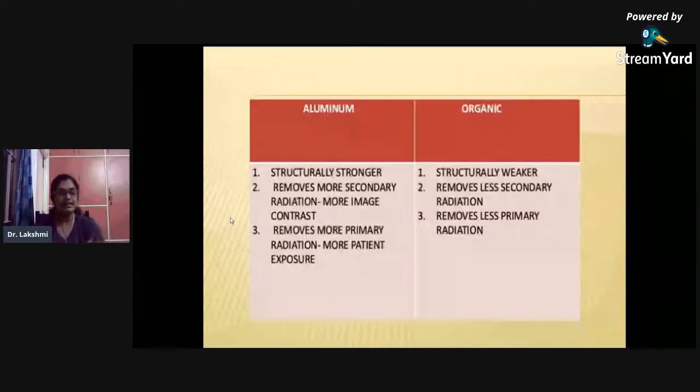So let us compare the interspace materials, aluminium or organic. Aluminium is structurally stronger, and organic is structurally weaker. Aluminium removes more secondary radiation, which means more image contrast is achieved, and organic removes less secondary radiation. Third, aluminium removes more primary radiation, so more patient exposure. In organic, less primary radiation is removed, so patient exposure dosage is comparatively lesser.